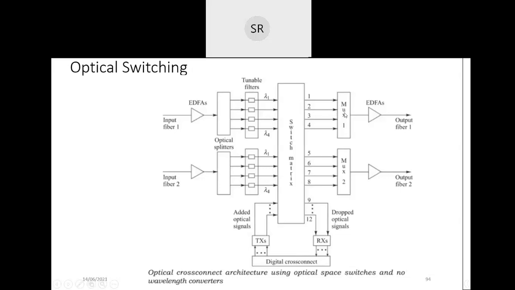And then we will add those particular channels here, lambda 1 to lambda 4, in a multiplexer, and then we have an amplifier there. We'll get the filtered output. So this is about an optical cross connect architecture here, and according to that we can add the optical signal through this, or we can drop the optical signal.